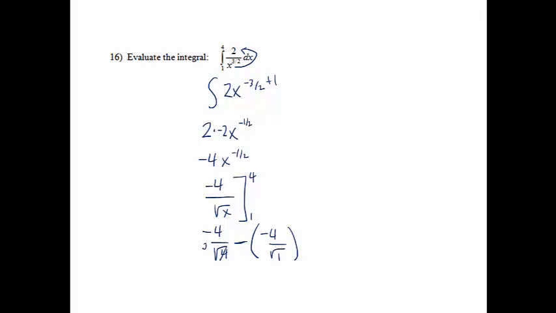Okay, so the square root of 4 is 2. Negative 4 divided by 2 is negative 2, minus the square root of 1 is 1. Negative 4 divided by 1 is negative 4. These are going to turn into pluses, so negative 2 plus 4 will give me 2 as my integral on that one.